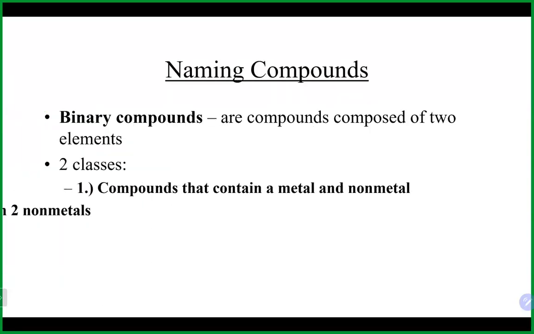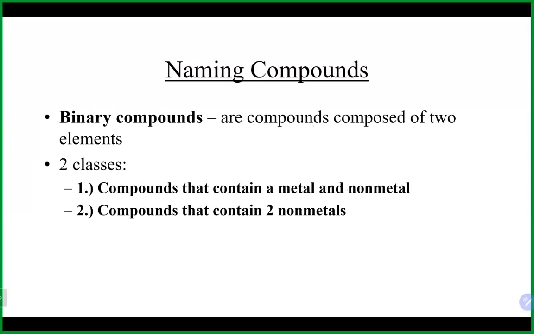All right, so let's talk a little bit about naming. When we talk about naming compounds, we have binary compounds. Binary compounds are compounds that contain two elements. And there are really two types of compounds, and they follow the same thing that we talked about with bonding: ionic and molecular, or covalent, compounds. Compounds that contain a metal and a non-metal are going to form an ionic compound.